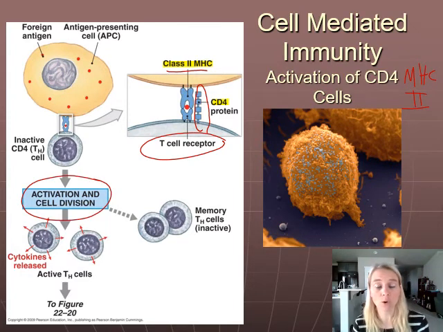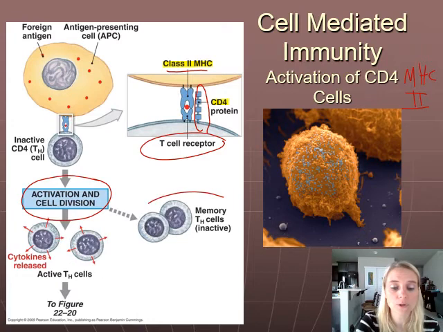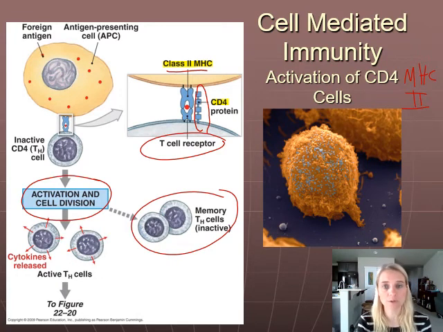You're going to have a whole bunch of those. A few of those are going to become your memory cells, just like we saw with the CD8s. And now all of these active helper T cells release a ton of chemicals. These are called cytokines. We're just collectively calling them cytokines.